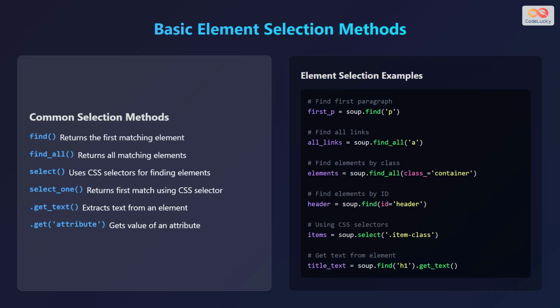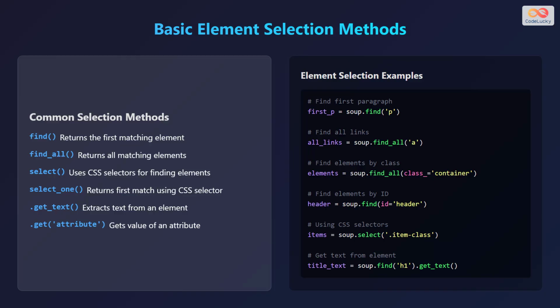Now let's explore some basic element selection methods in BeautifulSoup. The find method returns the first matching element in the HTML. The findAll method returns a list of all matching elements. The select method uses CSS selectors to find elements, providing more flexible targeting. select_one returns the first match using a CSS selector. The getText method extracts the visible text from an element. The get method is used to retrieve the value of an attribute.